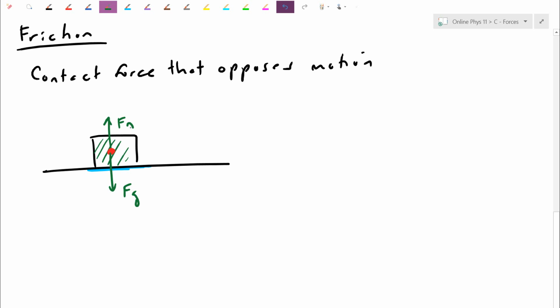Remember that whole notion of equal and opposite? It does not mean Fg is equal to Fn. That's not the equal and opposite. When I say equal and opposite, I mean more so something like, as the Earth pulls on the box, so the box pulls on the Earth. That's an equal and opposite pair. As the ground pushes up on the box, the box also pushes down on the Earth. That's another equal and opposite pair.